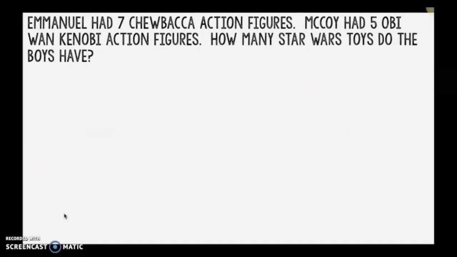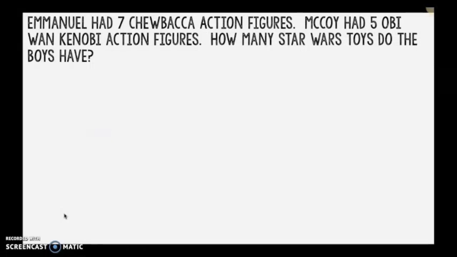All right, are you ready to show your thinking? I'm going to read it slowly, and I want you to go ahead and make sure you show me by drawing a good picture of each part. Here we go. Emmanuel had 7 Chewbacca action figures. Go ahead and draw 7 Chewbaccas. Of course, you're going to be doing quick circles.